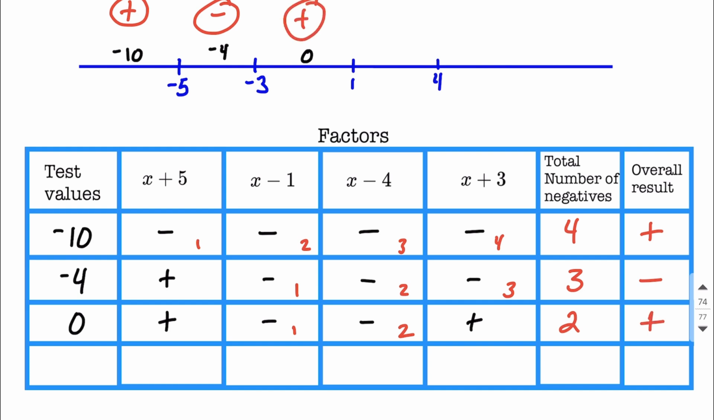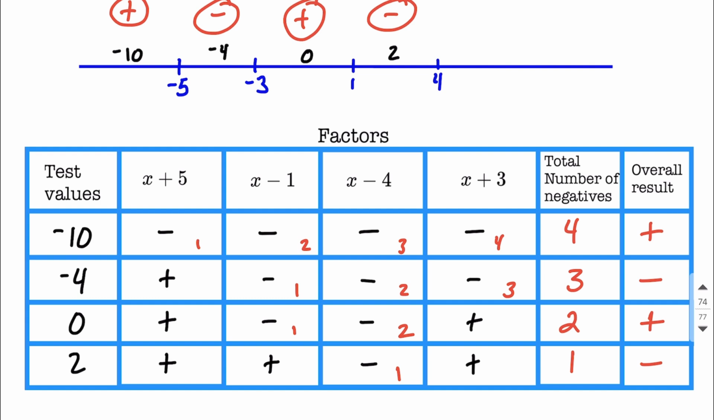All right, next we go from 1 to 3. Again, we just need some, or 1 to 4. Let's go with 2 fits in there. 2 plus 5, positive. 2 minus 1, positive. 2 minus 4, negative. 2 plus 3, positive. So in this case, we only ended up with 1 overall negative. All right, so a negative times a bunch of positives makes an overall negative result.